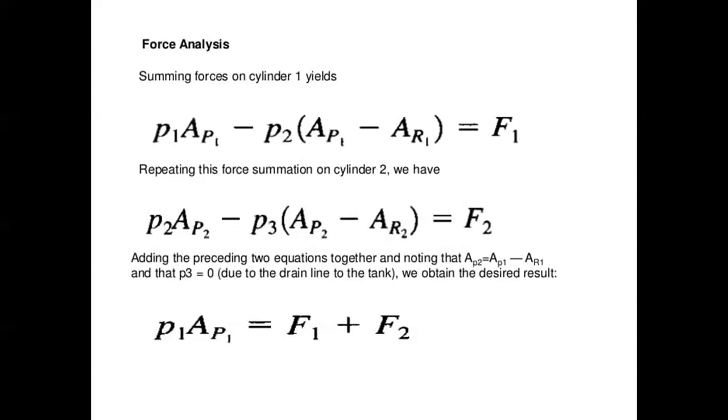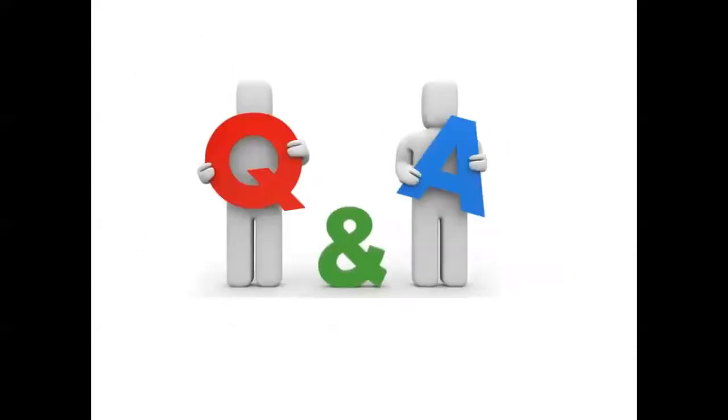Adding the preceding two equations together, noting that AP2 equals AP1 minus AR1 and that P3 equals 0 due to the drain line to the tank, we obtain the desired result P1 AP1 equals F1 plus F2. In the question and answer session, please ask me any question or doubt. Thank you. Today we have stopped here. Any doubt, any queries, please ask me.